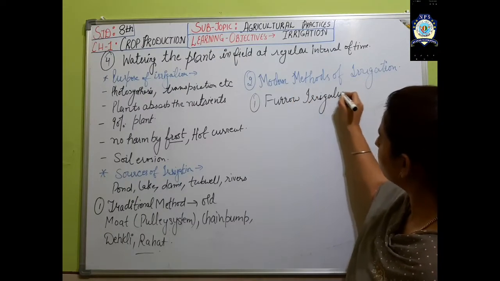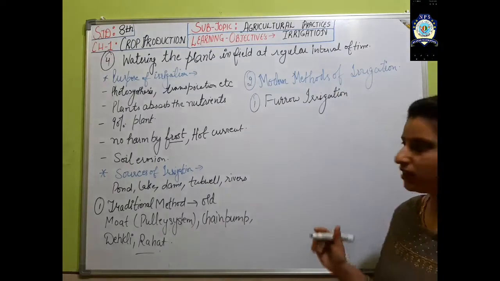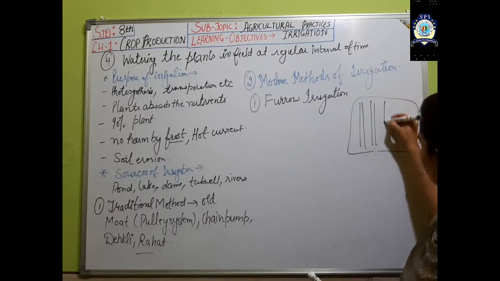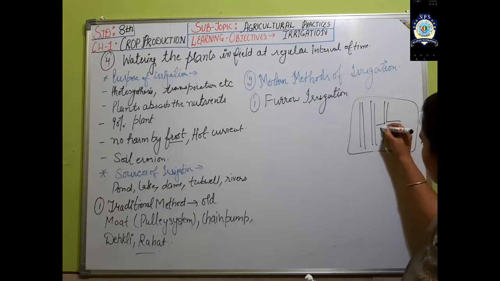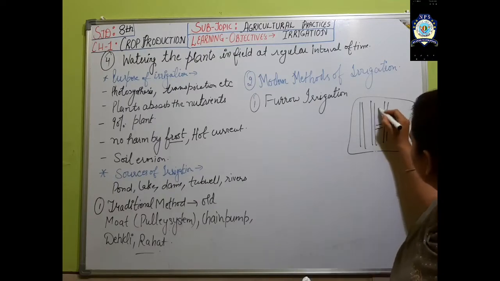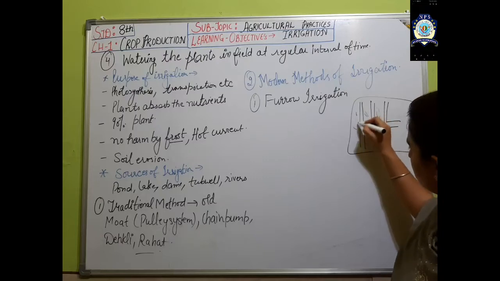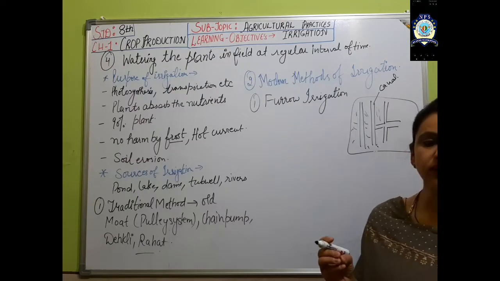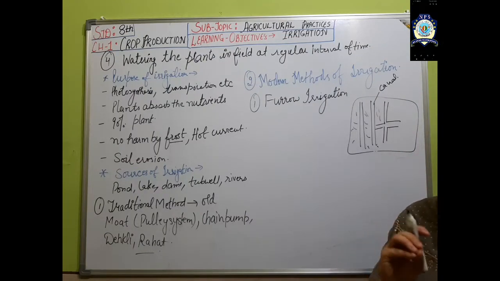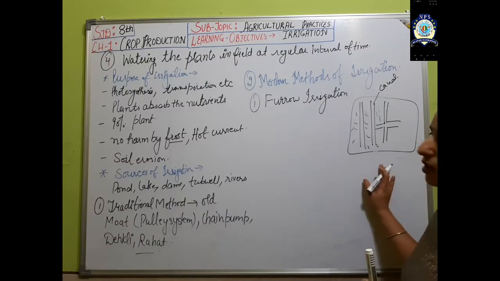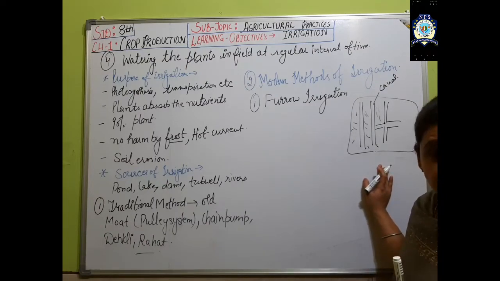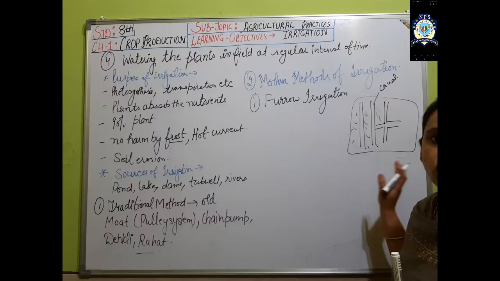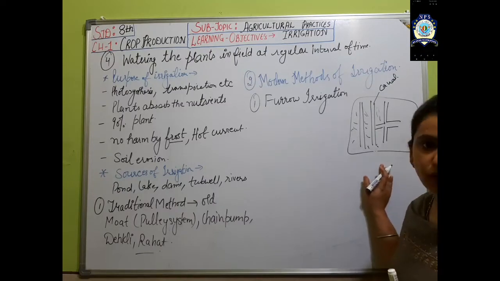And in furrow irrigation, what happens? Small canals are formed in a big field. If this is a big field, then in this big field small canals are formed, and these canals are attached with each other, and here the crop plants are there, and these canals have the water, and when the water is there, then water reaches every corner of the field. And it's a very good mode of irrigating the field, because it is providing water to almost all the plants. Okay, so the first is the furrow irrigation.